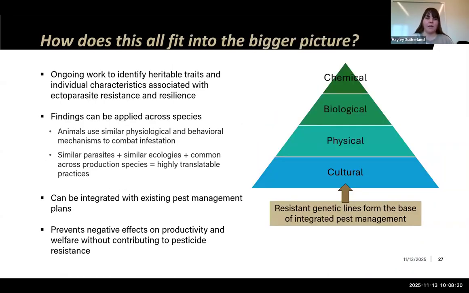So how does this all fit into the bigger picture? This is part of ongoing work to identify heritable traits and individual characteristics associated with ectoparasite resistance and resilience. The cool thing is that these findings can be applied across species. When we have similar parasites with similar ecologies and that are common across our production species, we have some really highly translatable practices. This can be integrated with existing pest management plans as this helps form the basis of pest management. And overall, this is going to help prevent negative effects on productivity and welfare without contributing to the growing pesticide resistance issue.